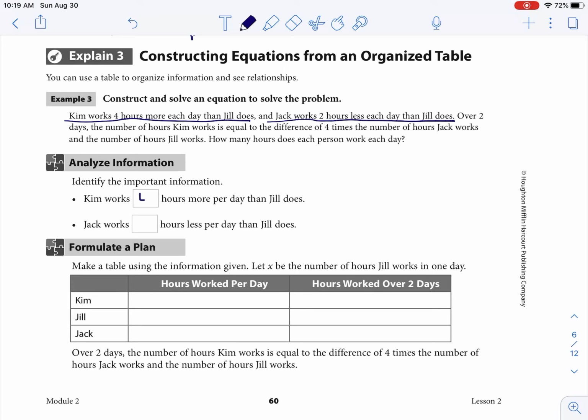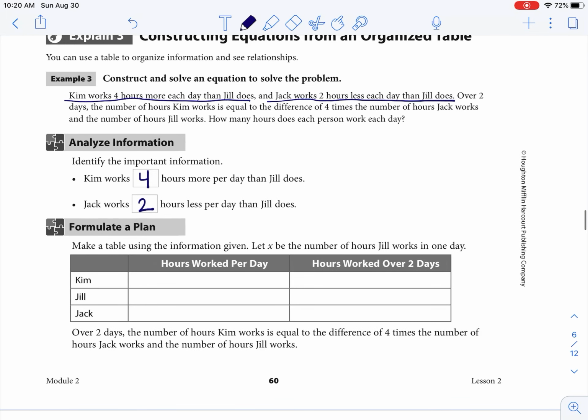In their organizing, they said Kim works 4 more hours. Jack works 2 less hours. And so they want to make a table. Part of the trick of the table is deciding who is your X. Well, they have Kim compared to Jill and Jack compared to Jill. So we're going to let X equal Jill, and that's the number of hours she works in a day. Then Kim is going to be X plus 4, and Jack is going to be X minus 2.